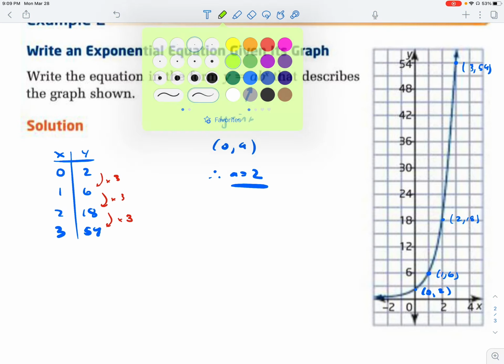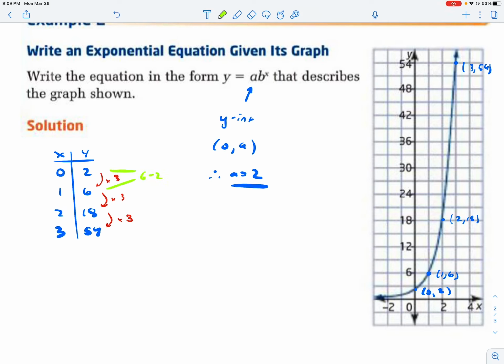If I did want to do finite differences, I don't think we need to, but 6 minus 2 is 4. 18 minus 6 is going to be 12. And then 54 minus 18 is going to be 36. So we can see that the pattern holds true in the finite differences as well. We have a ratio of times 3. This constant ratio of 3 is the base of the exponential function.